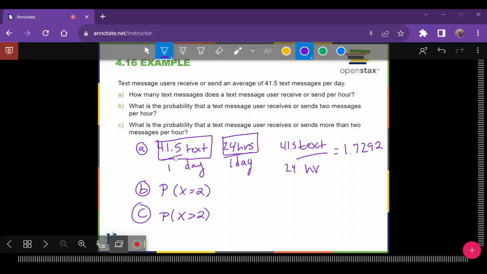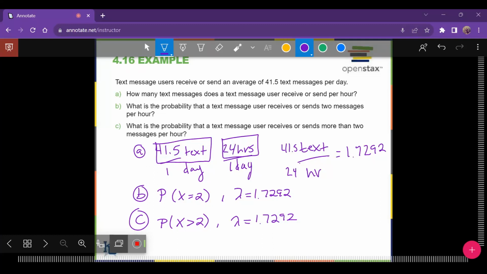If you remember, or if you saw the first video, part A, this is where we determined what our lambda was, because we had to translate from days to hours. So in both of these, we're going to be using lambda equals 1.7292 as our mean. So let's switch over to Excel and look at how to calculate B and C.